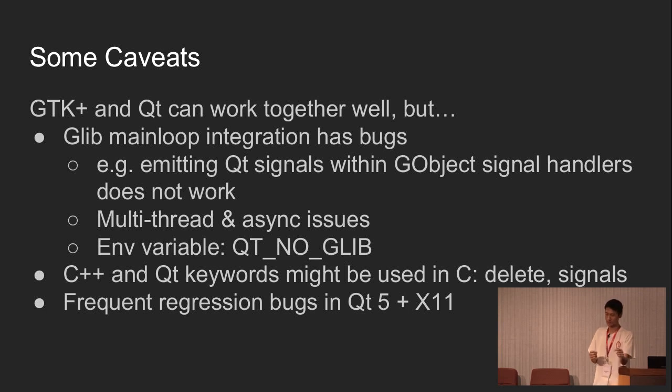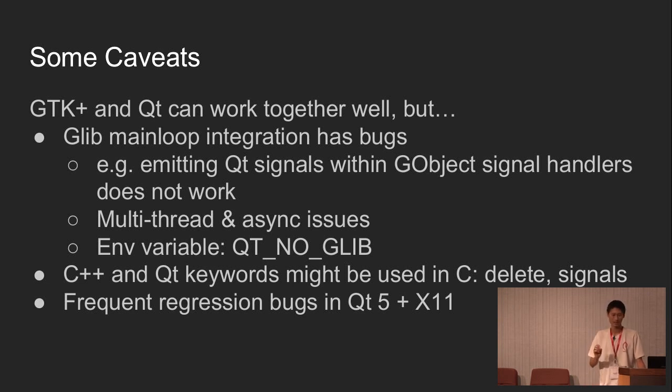And also, this one is very interesting. When you are mixing C libraries and C++ libraries, you will find that some C libraries name their variable or function delete. But this is a keyword in C++, so this code cannot be compiled together. And this really happened in the source code of File Roller. When I was trying to port that piece of code, it failed to compile until I saw that the function name is delete. I renamed that, then it worked beautifully.